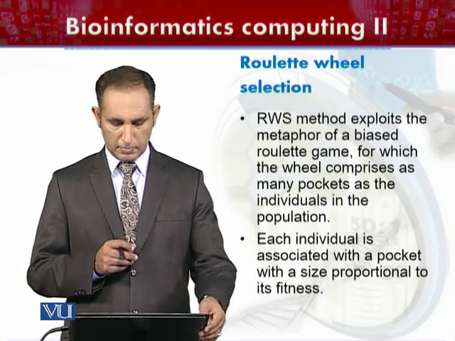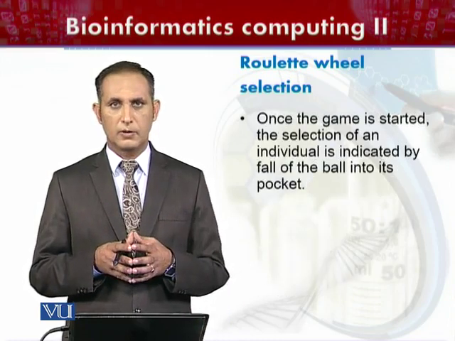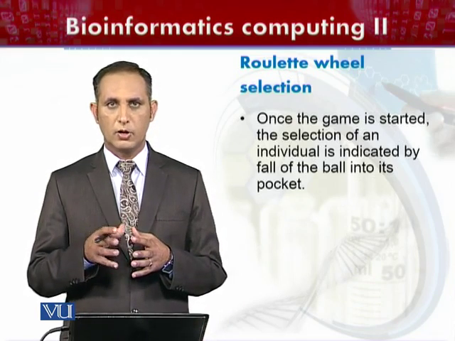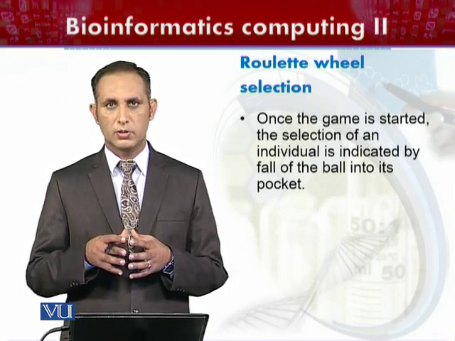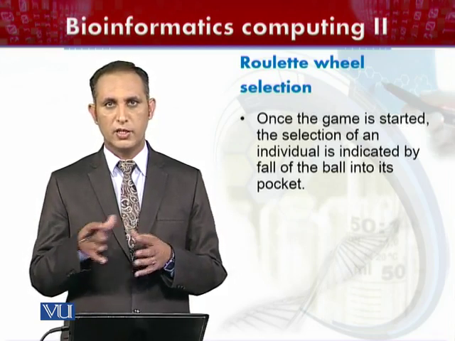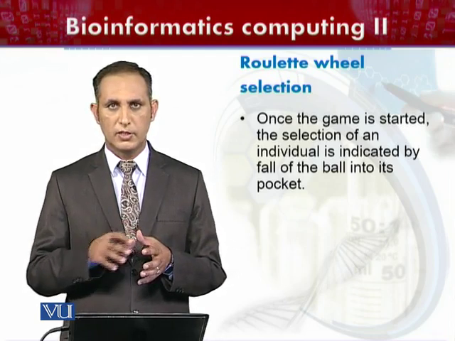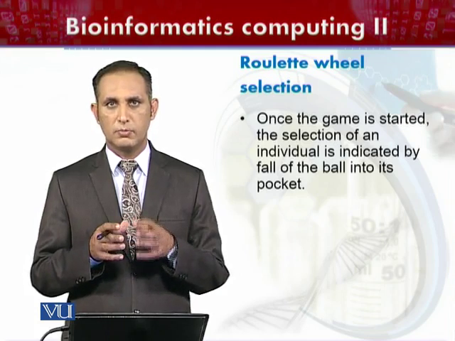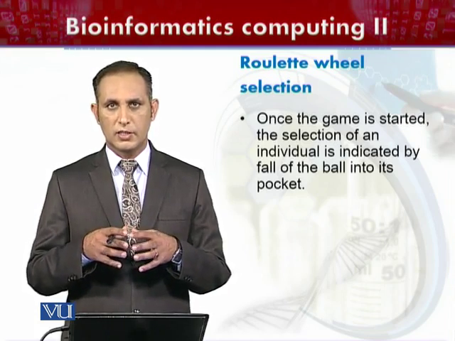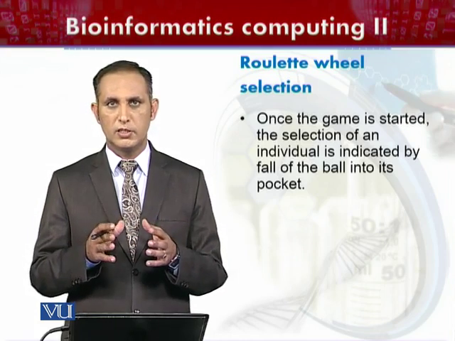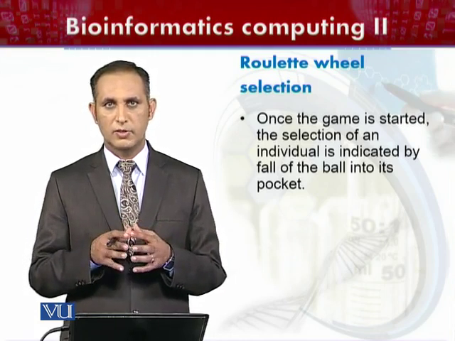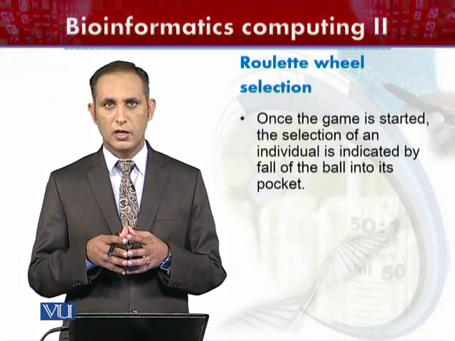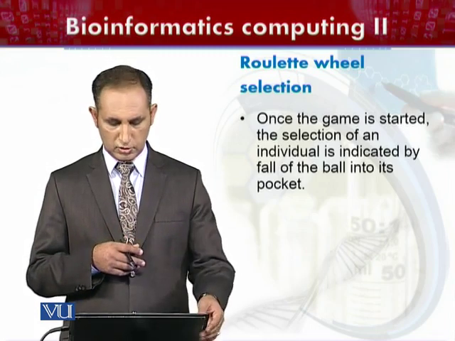The more fitness that individual has, the larger the size of the pocket for that individual will be on that specific wheel of this game. So once the game is started, the selection of an individual is indicated by the fall of the ball into its respective pocket. There is a chance for the ball to get into any of the available pockets in that roulette wheel. But if we statistically think of the falling of that ball into the pocket, the larger the size of the pocket, the more the probability of the ball to get into that specific pocket, and in this way organisms or individuals are selected as parents to breed and produce offspring for the next generation.